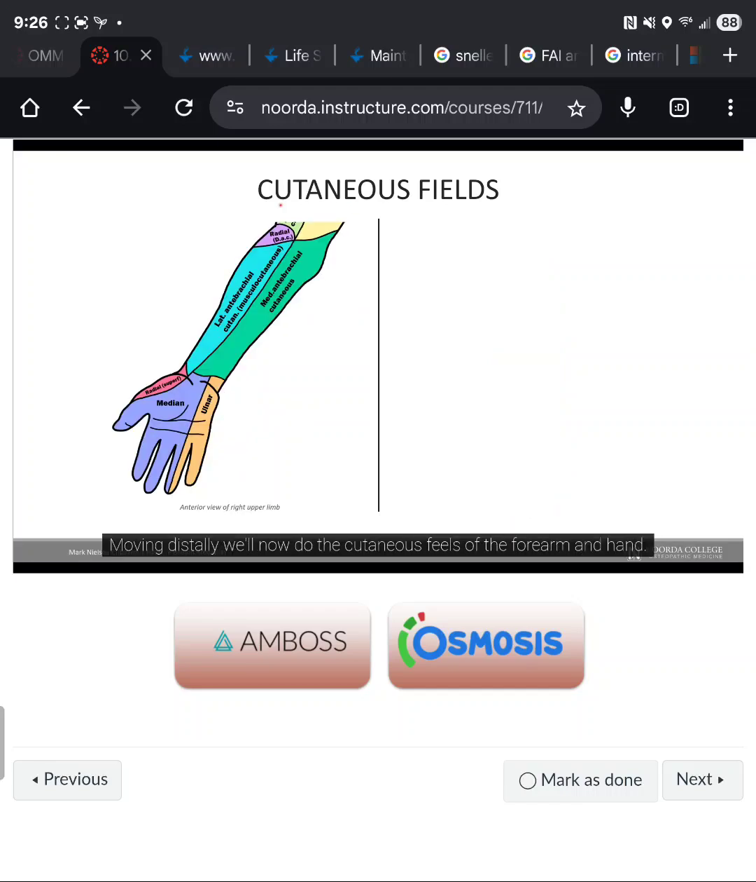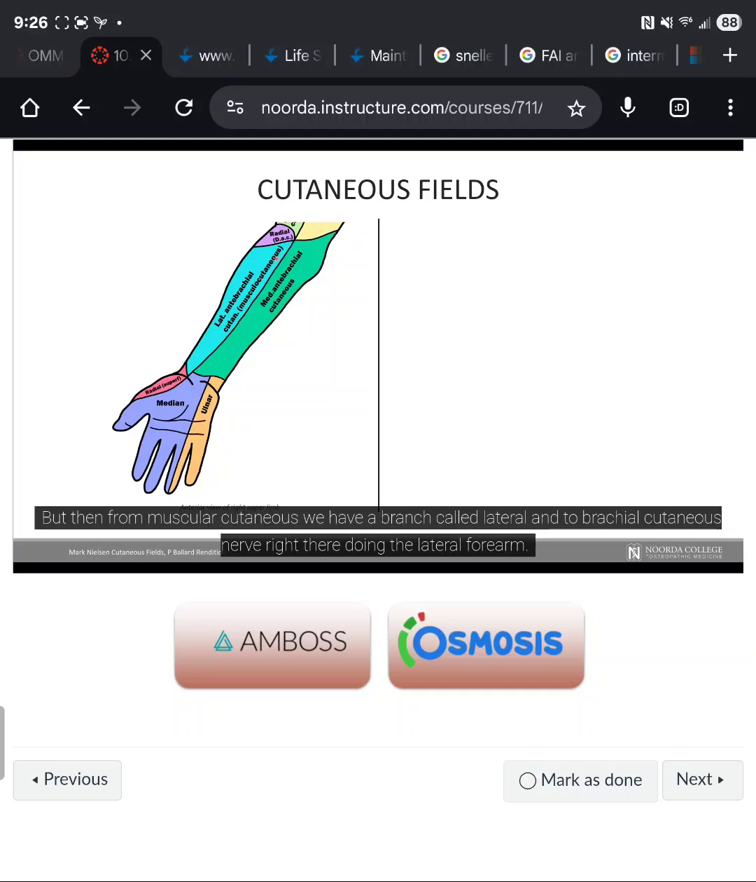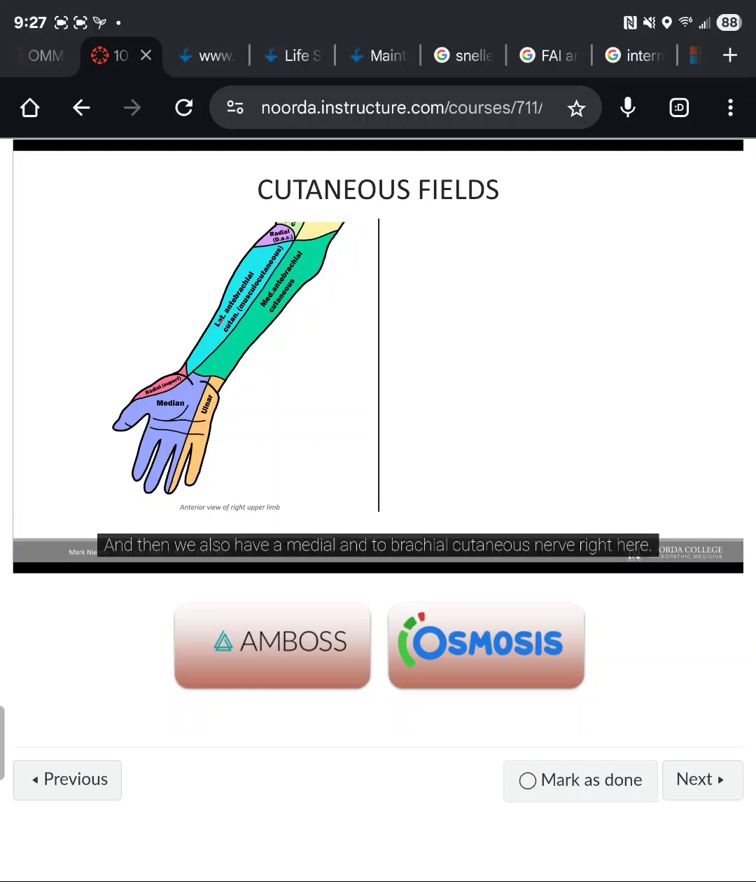Moving distally, we'll now do the cutaneous fields of the forearm and hand. So we can see here we've got a little branch of radial popping out here, and we'll maybe talk about this one a little bit more when we do the posterior. But then from musculocutaneous, we have a branch called the lateral antebrachial cutaneous nerve right there doing the lateral forearm. And then we also have a medial antebrachial cutaneous nerve right here.